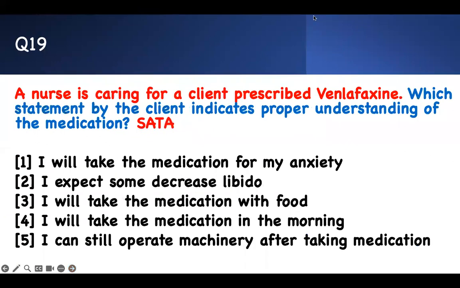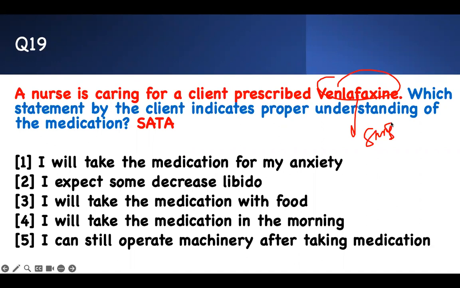Number 19. Select to apply. This is caring for a client prescribed venlafaxine. Which statement by the client indicates proper understanding of the medication? Once again, recognize what medication it is, and then the rest is history. This is what? An SNRI, right? So, what do you think?